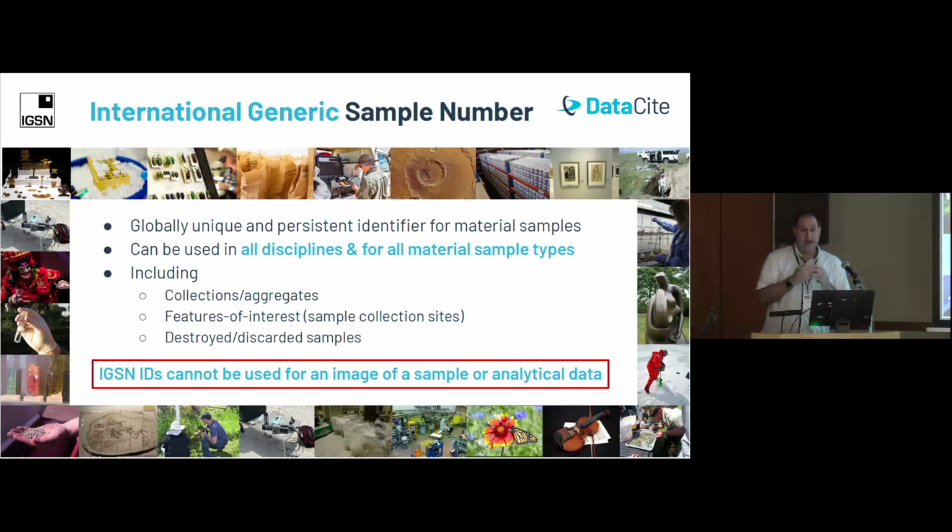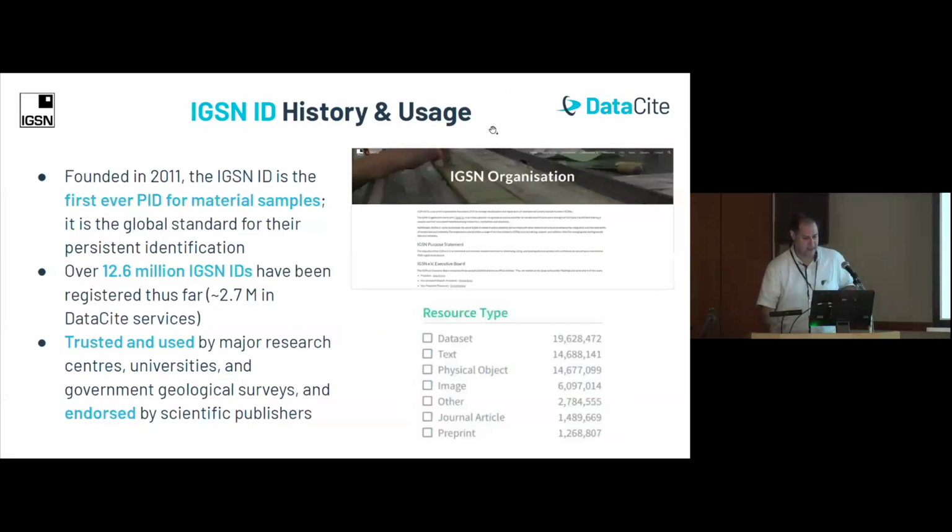You can give an IGSN ID to what we call a feature of interest, which is just the sample collection site, the place where the sampling happened. The sample has to have existed at one point, but it doesn't have to be persistent itself. So you can use it for ephemeral samples, destroyed, discarded samples. The point is that the IGSN ID goes on the sample itself. Therefore, you can't use it for an image of a sample. You can't use it for analytical data about a sample. It is placed upon the sample itself. So this is where the subtleties come in.